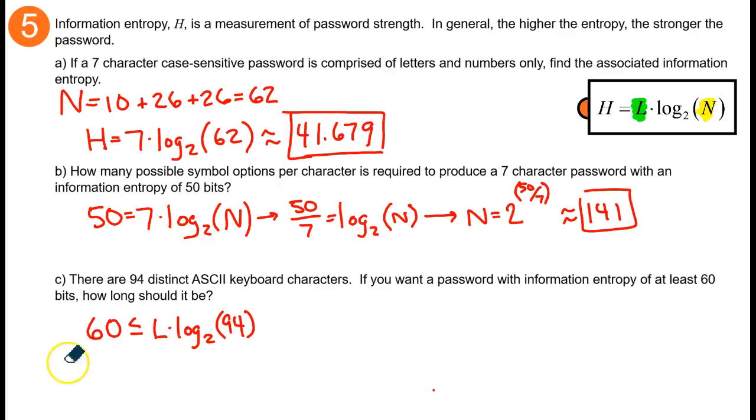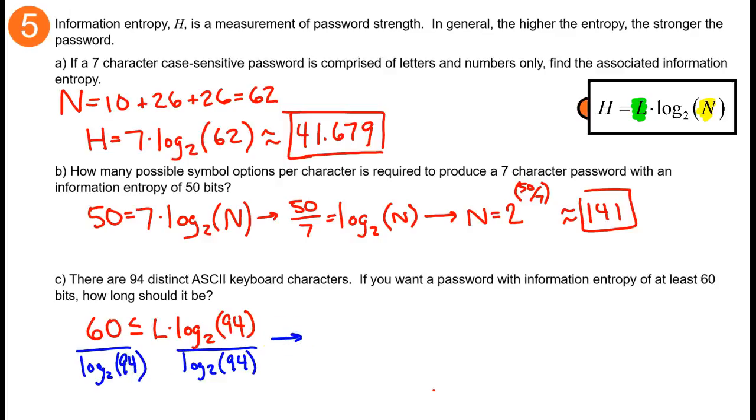And what I have is 60 is less than or equal to L times the log base 2 of 94. Well, the log base 2 of 94 is a positive number. So if I divide both sides of this inequality by the log base 2 of 94, I don't have to worry about flipping the inequality symbol. So I'm going to go ahead and do that. Oh, not 95, people. What are we doing here? It's 94. Okay, and that's going to give me the following.